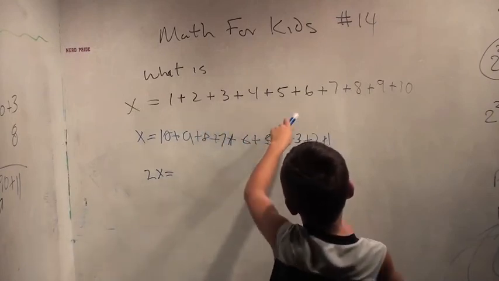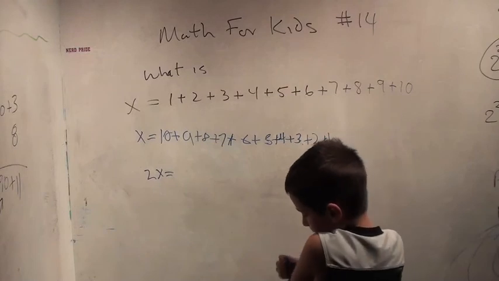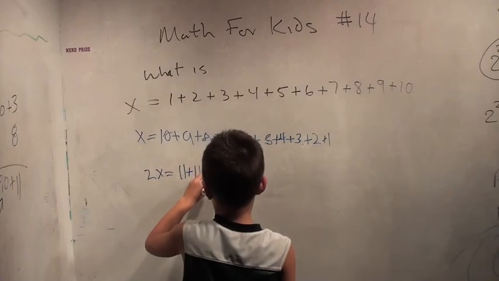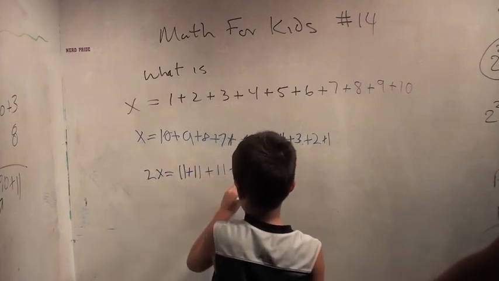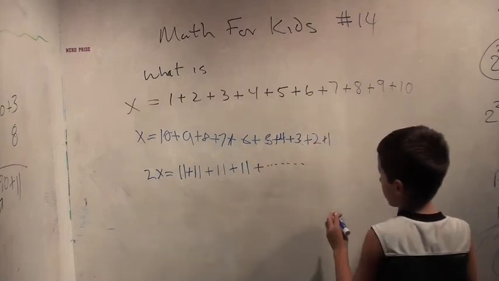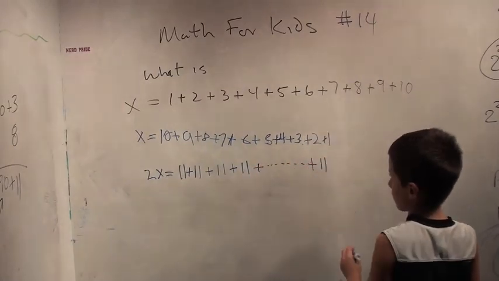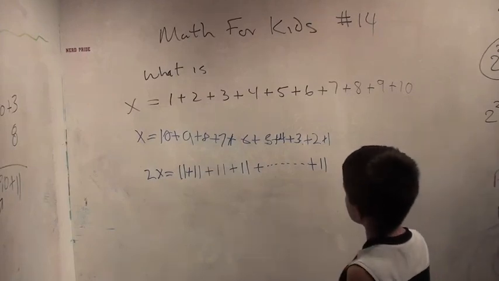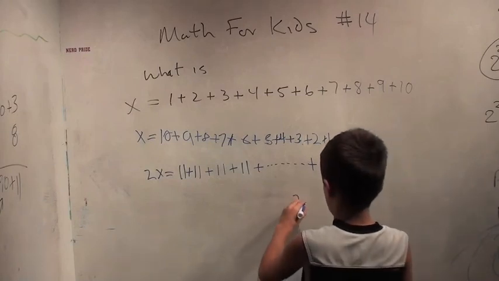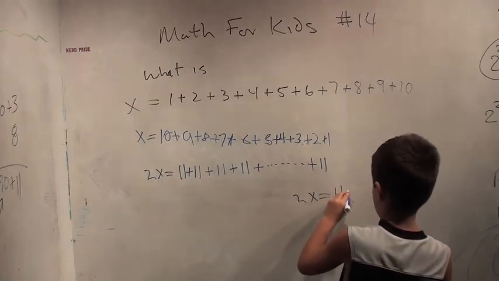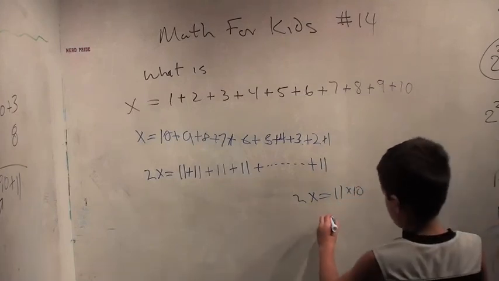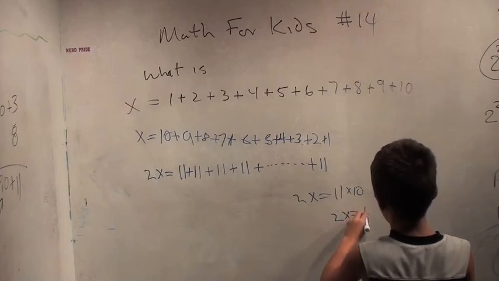Good job, so you get a bunch of 11s. So write out some 11s. You get 11 plus 11 plus 11 plus 11 plus, and then write your dots, plus 11. Now, how many 11s do you have? 10 11s. So what does 2x equal? 2x equals 11 times 10. Okay, and what is 11 times 10? It means 2x equals 110.